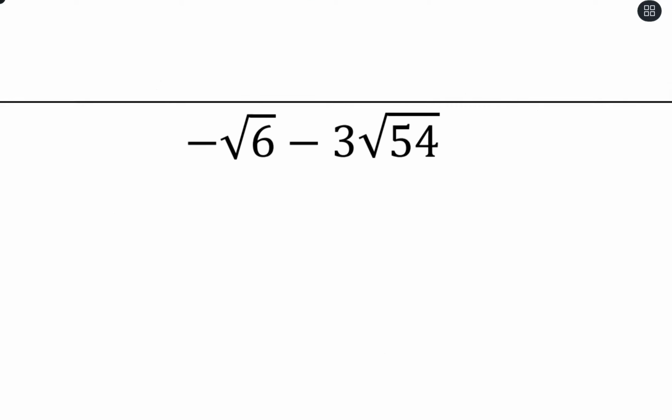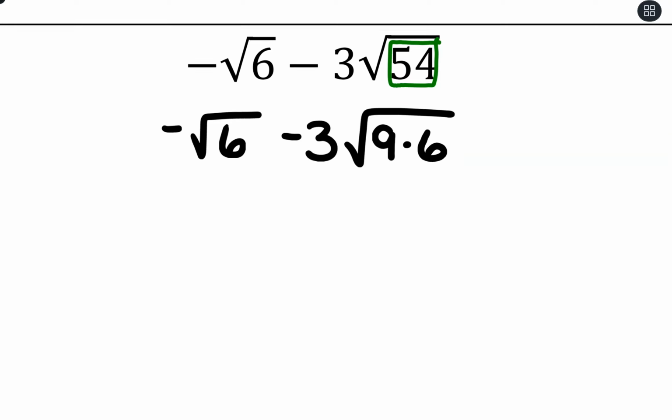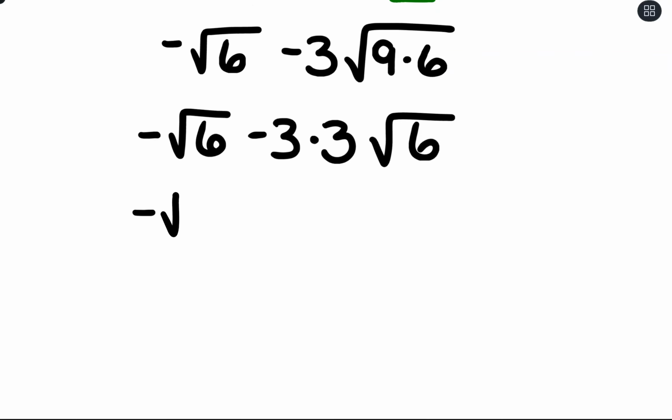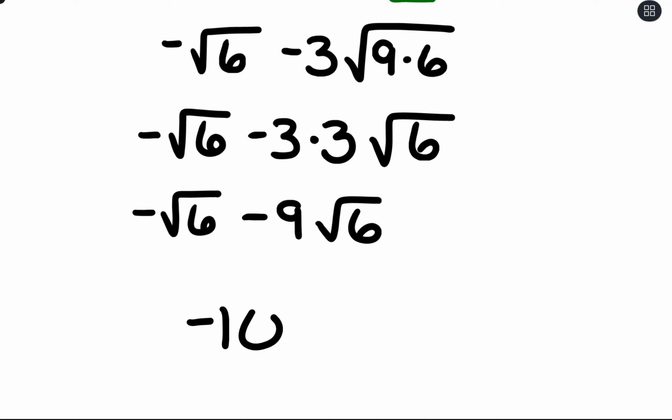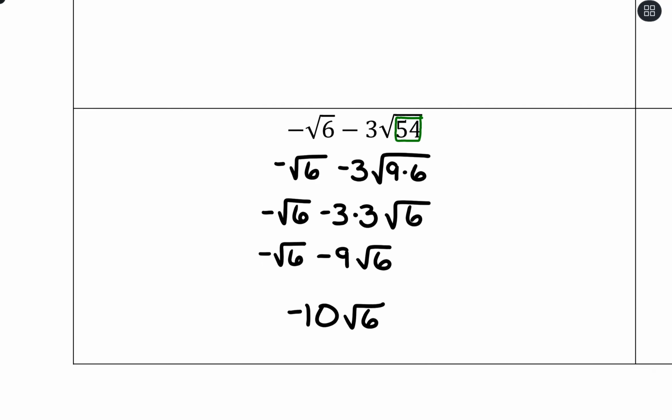Okay, with this next one, can't combine them, but we have some simplifying we can do with that 54. So let's see, a -√6 minus 3 and 54 could be separated to a 9 times 6. I like that because I know the square root of 9. So -√6 minus 3 times the square root of 9, which is 3, and then we have a 6 trapped underneath. So this is a -√6 minus 9√6, and now we can combine them to a -10√6. So again, just thinking of it as -x minus 9x would give us -10x, same idea.